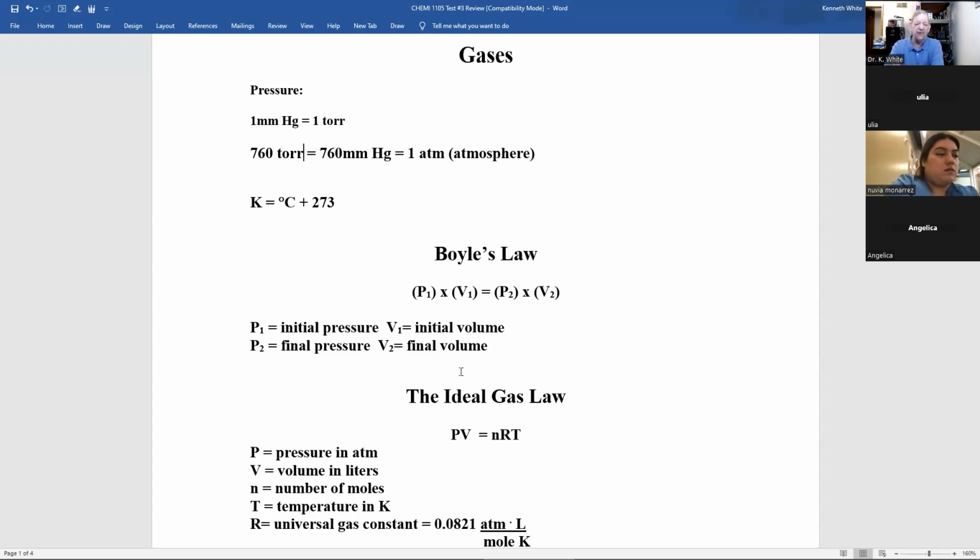And you'll be given P1, V1, and either P2 or V2, and you'll have to solve for the other. And remember, when you want to get rid of something on a side for multiplication, you divide by that.